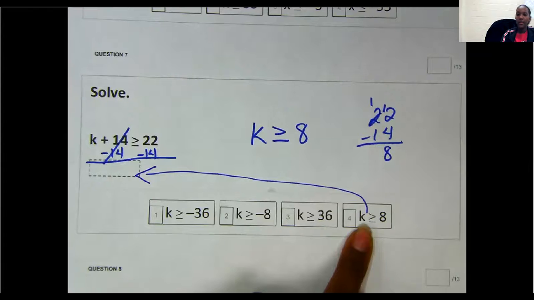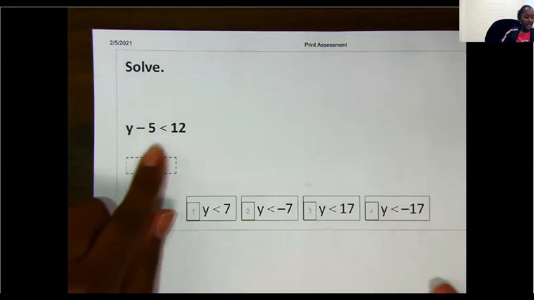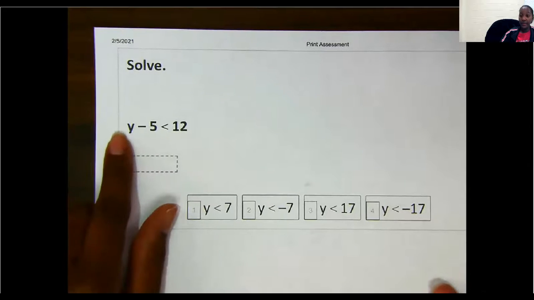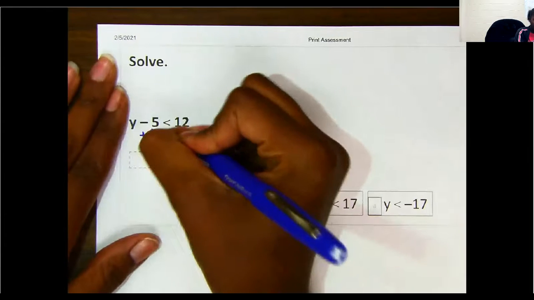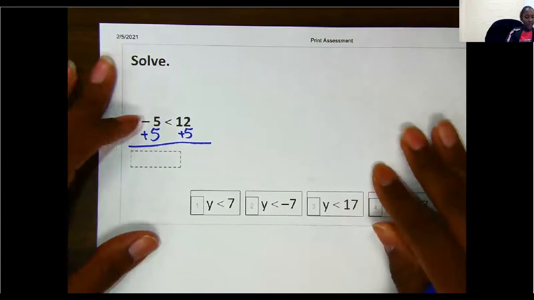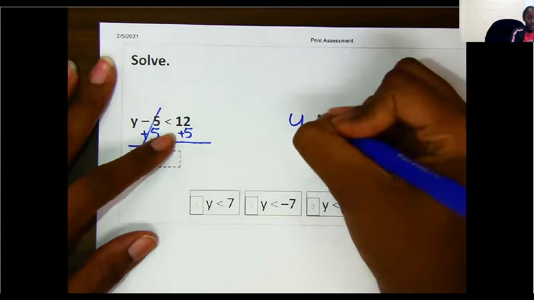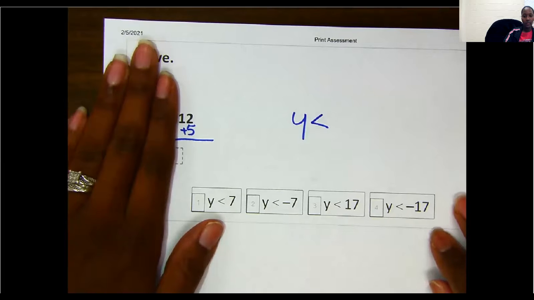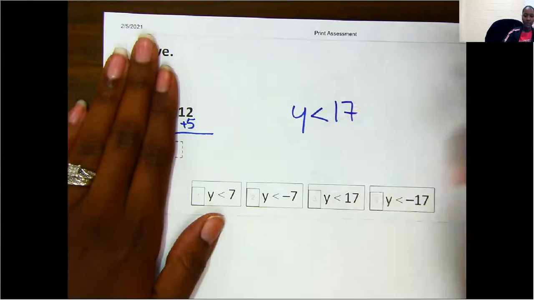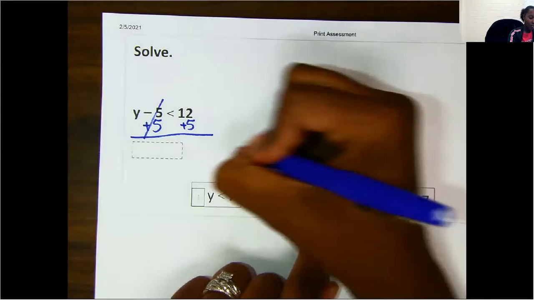Okay. Last one. Y minus 5 is less than 12. I need the Y by itself, so I have to get rid of our negative 5. So the opposite would be a positive 5. So I'm adding 5 to both sides. And negative 5 and a positive 5 will cancel. And I'm left with just my Y. I'm going to bring over my inequality. And then I'm going to deal with this side. 12 plus 5, which is 17. Y is less than 17. And I see that right here.